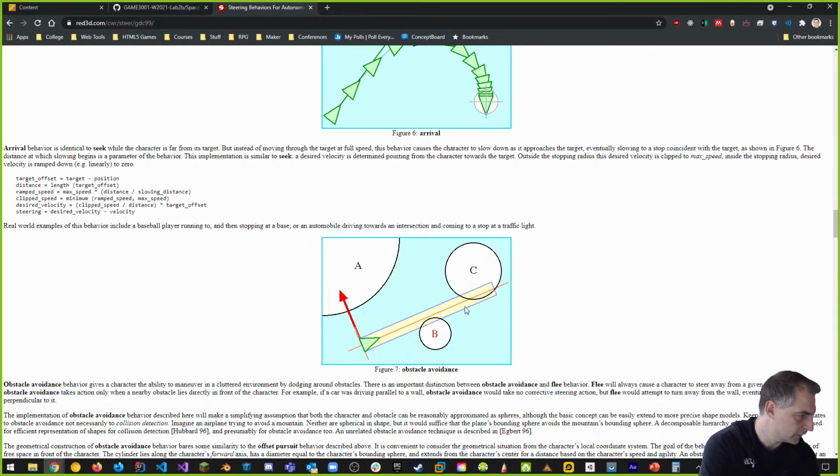Nahar says, if you wanted to make AI stop a little further away from the target, would you need 2 circles? Yeah, you could. One to slow down and one to stop. Absolutely, because you'd have a new target, really. You'd have an offset from the target. So that's what you'd want to do.